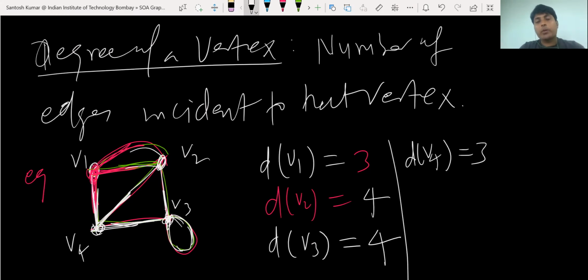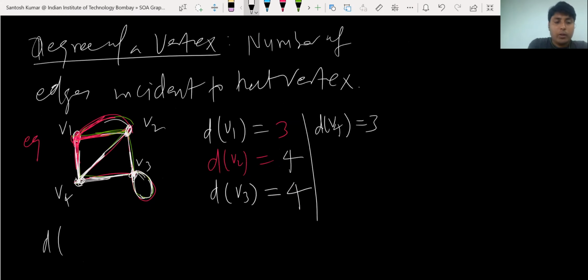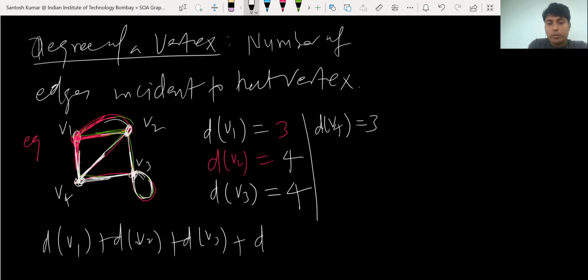Okay, one more thing you can notice here. If I ask you to add all the degrees, degree of V1, degree of V2, degree of V3, and degree of V4, so 3 plus 3, 4 plus 4, it's 14. So my question is, it is an even number, okay?